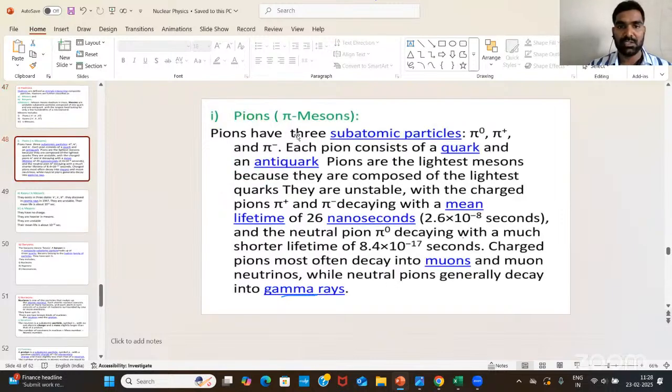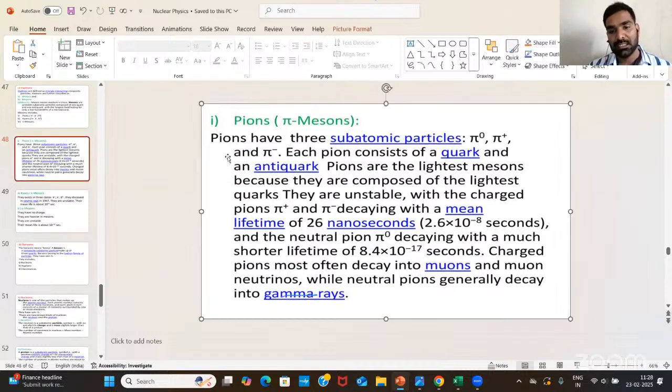Here the pions, the pi mesons, have three subatomic particles: pi naught, pi plus, pi minus. Each pion consists of a quark and an antiquark. Pions are the lightest mesons because they are composed of the lightest quarks. They are unstable, with the charged pi plus and pi minus decaying with a mean lifetime of 26 nanoseconds, that is 2.6 into 10 power minus 8 seconds. The neutral pi naught decays with a much shorter lifetime, 8.4 into 10 power minus 17 seconds. Charged pions most often decay into muons and muon neutrinos, while neutral pions generally decay into gamma.